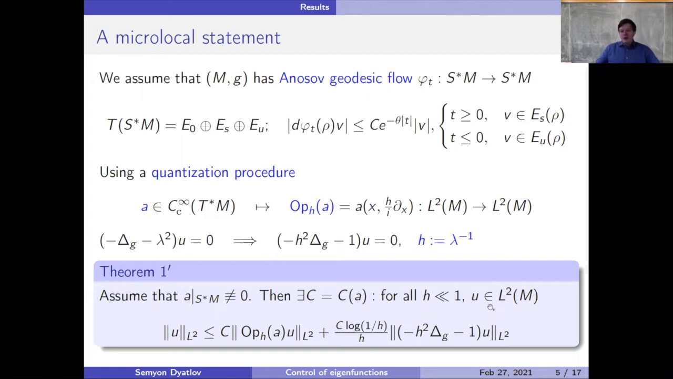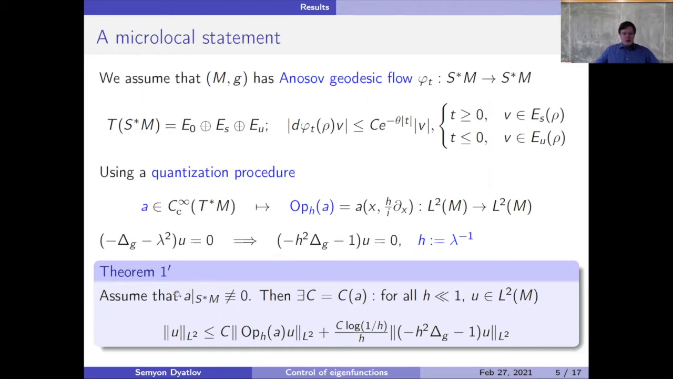So our theorem doesn't just apply to eigenfunctions. It also applies to approximate eigenfunctions. That's basically what this error term says. And what's the first term on the right-hand side? Well, this is where in theorem 1, you would have the L2 norm of the restriction of your eigenfunction to a set. But what you do here is, instead of just localizing in position, you localize in position and frequency.